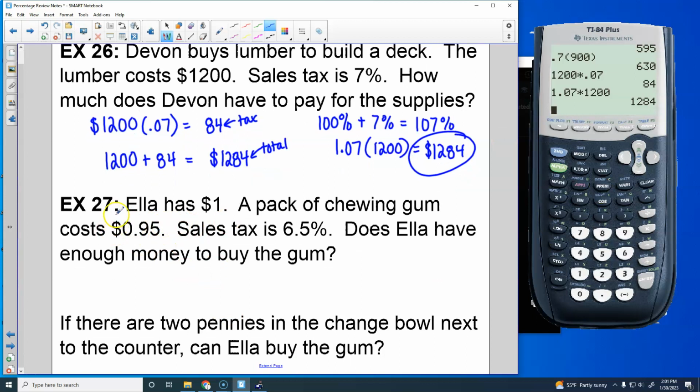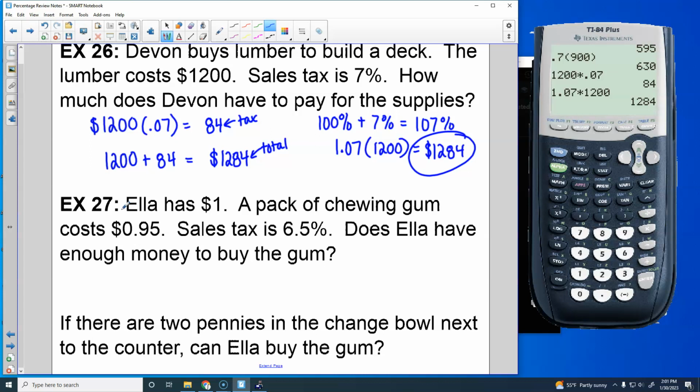All right, so Ella has $1. A pack of chewing gum costs 95 cents. This is also an outdated problem. All my problems are becoming outdated. I guess this is like a 5-piece pack of chewing gum, maybe. You can get it for 95 cents. But a normal 14-piece pack of chewing gum is $2 at least now. It's crazy. It's out of control. All right, so sales tax is 6.5%. Does Ella have enough money to buy the gum?